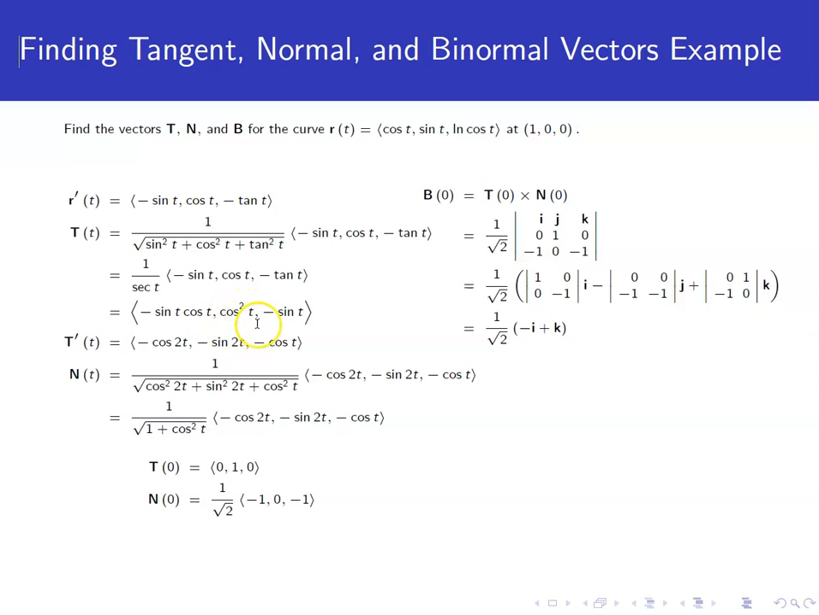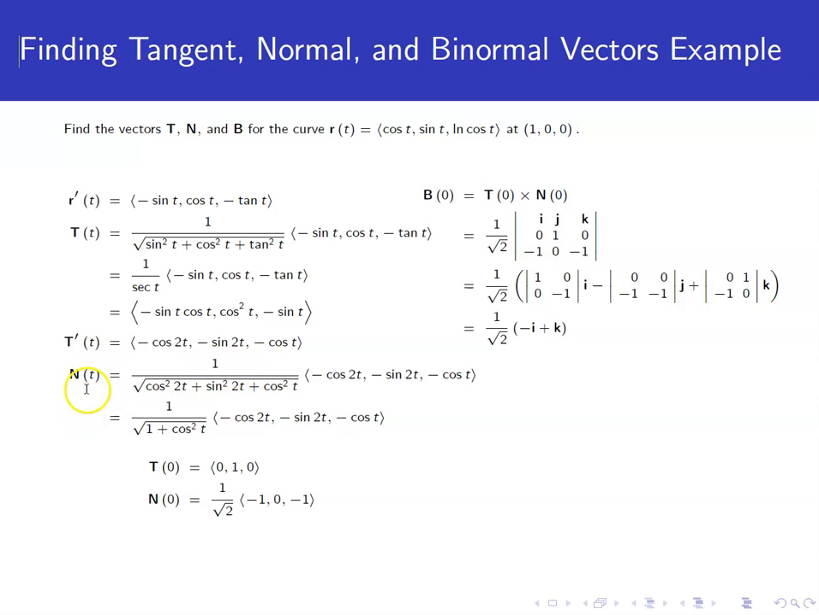When we differentiate cosine squared t, we'll get a 2 cosine t times a negative sine t by the chain rule. But again, 2 sine t cosine t is the same thing as sine of 2t. So we get a negative sine 2t in the second component. The third component is a straightforward negative cosine t.